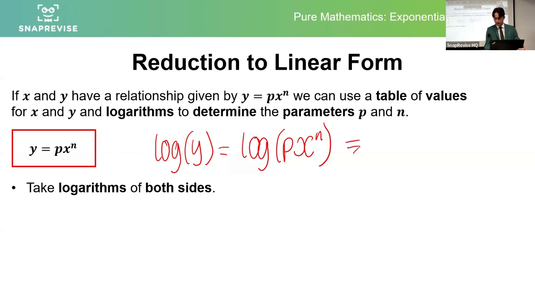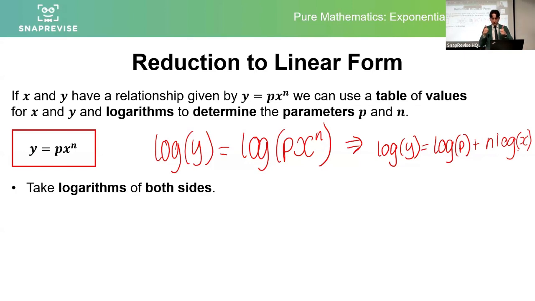So what we can do is tidy this up a bit further, just like we did with the last question. And we're going to get log p plus log x to the n, or n log x. Let's all check we're happy there. I'm going to just pause that for a moment. Okay, hopefully we're all good.